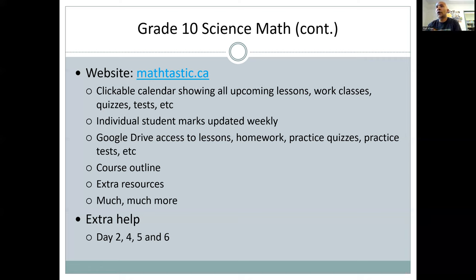Individual student marks are also on the website, not by student name, but by a random ID number. You can ask your child, or the student should know their ID number. You can also contact me, and I'm happy to give that to you.